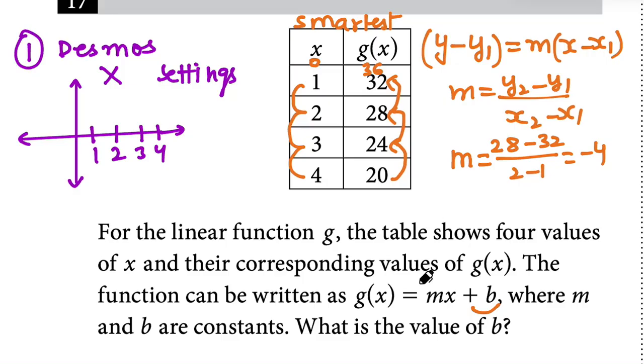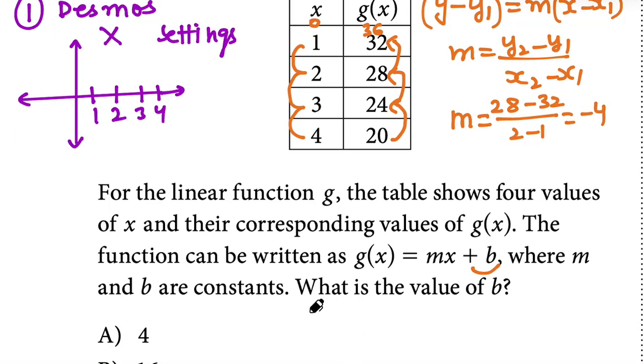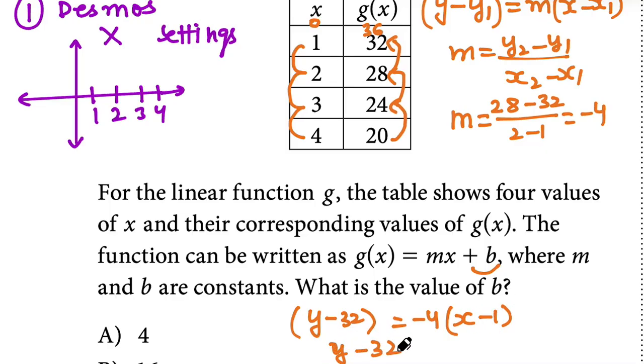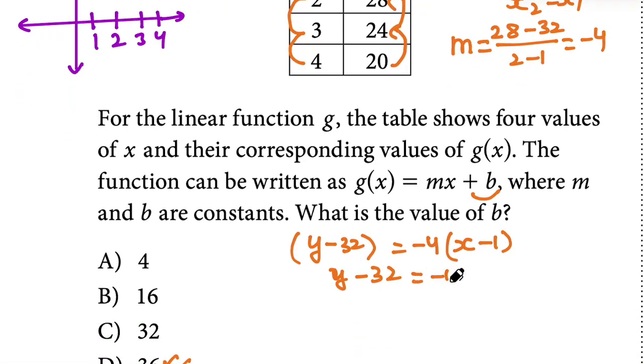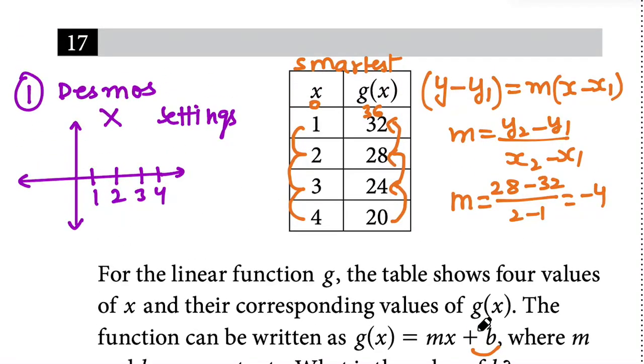So y minus y1 is equal to negative 4 times (x minus 1), where y1 is 32. Let me tell you one more very important point. So y minus 32 is equal to negative 4x plus 4, adding 32 on both sides, negative 4x plus 36. So this is the proper formula way and this is the logical way, and the SAT demands this.